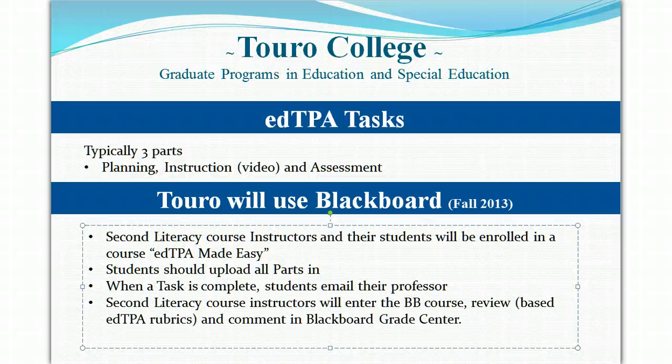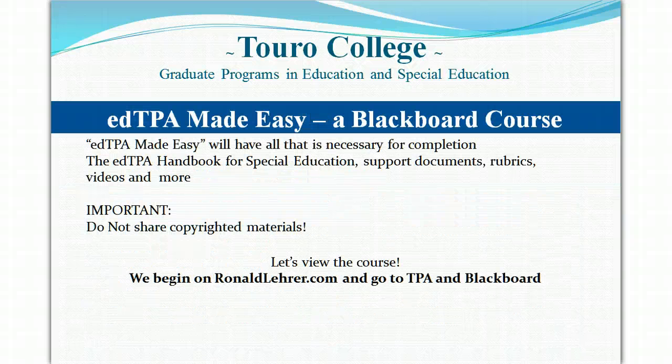And the professor of the second literacy course will go into Blackboard, review the submission based on edTPA rubrics. The rubrics are included in the Blackboard course as a resource, and then they will comment. If the student so desires, they can send up a second submission so that we can make it better and better and better. Okay, so the edTPA course will have all that's necessary for completion. That's all that's necessary for the professors of the second literacy course as well as the students.